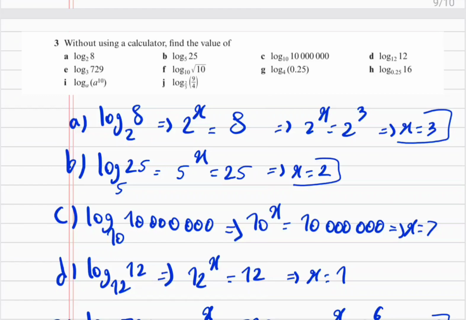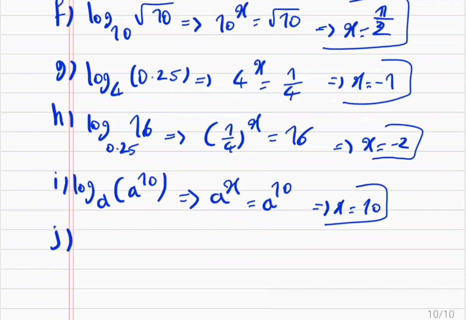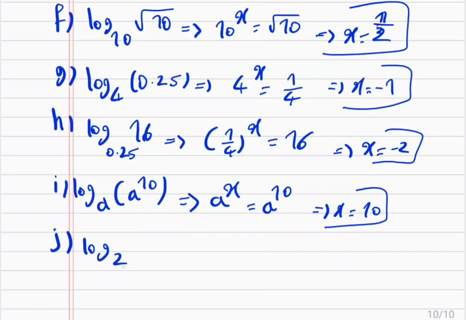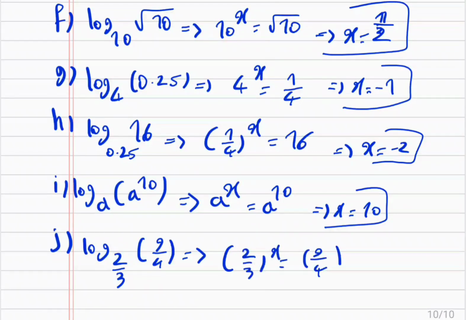And the last one, we have log base 2 over 3 of 9 over 4. So this can be written as 2 over 3 to the power of x is equal to 9 over 4, and in this case x is equal to minus 2, similar to H, because when 2/3 is raised to the power of minus 2, then we'll have 3/2 squared, and that gives us 9/4.